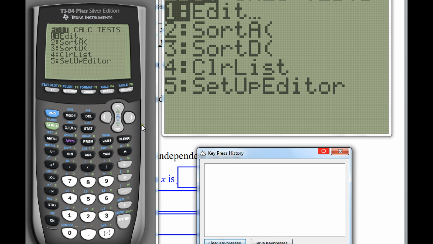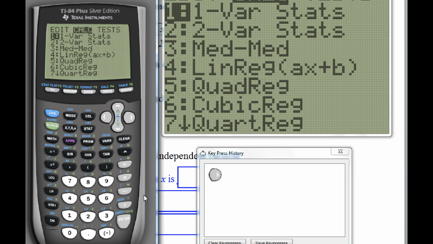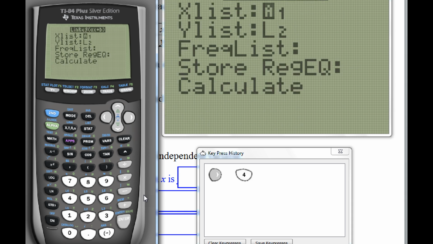Stats. Calculate. And you go to number 4, linear regression, AX plus B. Go to number 4. Then this is the part that I want to explain. The X list is the one that you are going to input as your independent variable, your horizontal axis. You know what I'm saying? The Y list is the one that you want on your vertical axis. So just now we entered 1, 2, 3, 4, 5 into L1. So we use L1 here. Okay? The order is important.